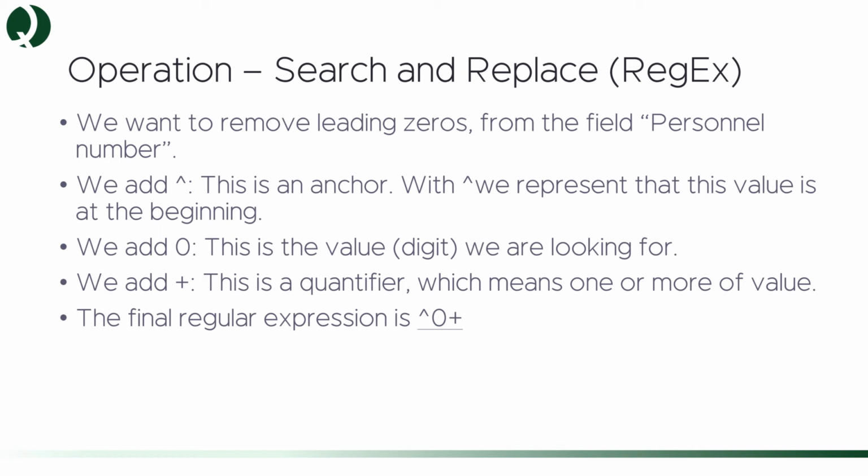The second step is to describe that regardless of the number of zeros, we want to display them all. We can determine with a quantifier that one or more values of this digit will appear. And this is basically it. With this formula, we can search for all leading zeros and replace them with a target value of our choice.